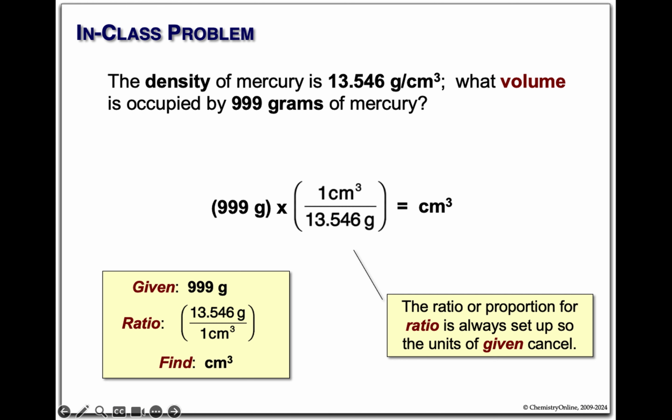Now grams will cancel. Multiply it out. 74 grams of mercury. Or 74 cubic centimeters of mercury.